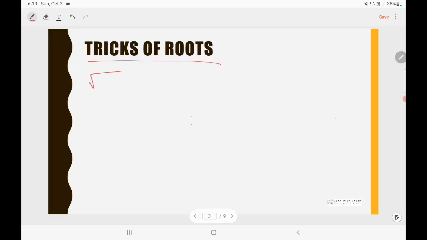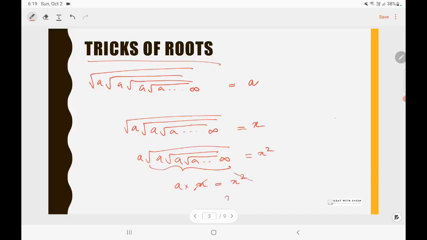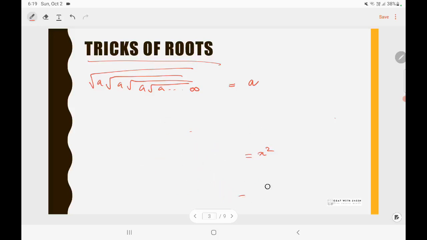If you are given a question like root of a into root of a into root of a into root of a till infinity, then this is equal to a. I'll tell you how you get this. Root of a into root of a into root of a till infinity, let's assume that this is x. Now you need to square both sides. So you will get a into root of a into root of a till infinity is equal to x square. Since the remaining part is x actually, a into x is equal to x square. You can cancel one x on both sides, then you will get x is equal to a. So this is how you get the value of this expression as a.